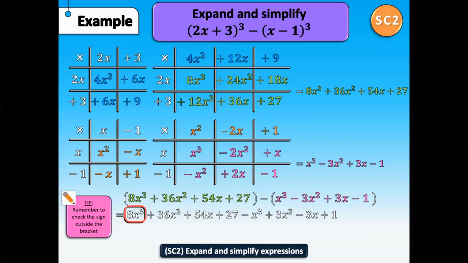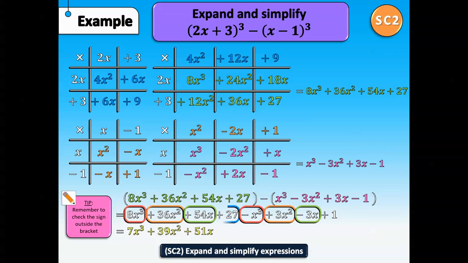So we've got 8x cubed, take away 1x cubed, which is 7x cubed, 36x squared plus 3x squared, so that's 39x squared, 54x, take away 3x, so that's 51x, and 27 plus 1, which is 28. So that's my final answer.